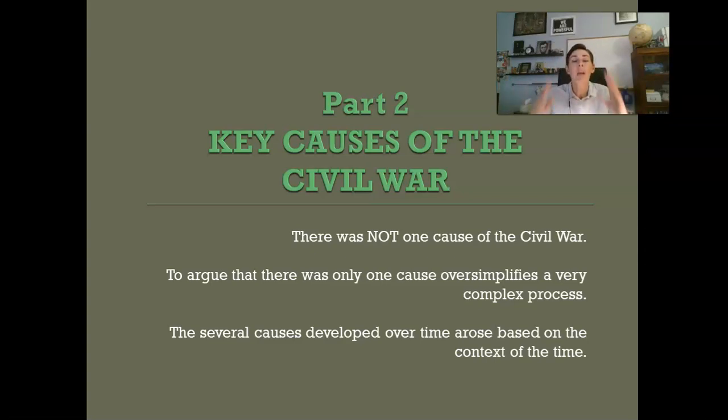But there were a lot of moving parts to the Civil War, and while slavery was the primary cause, it was not the only one. There were other factors at play, and in order to fully understand the period, it's important to understand those other factors. But I do want to make it clear that slavery was the primary cause of the Civil War.